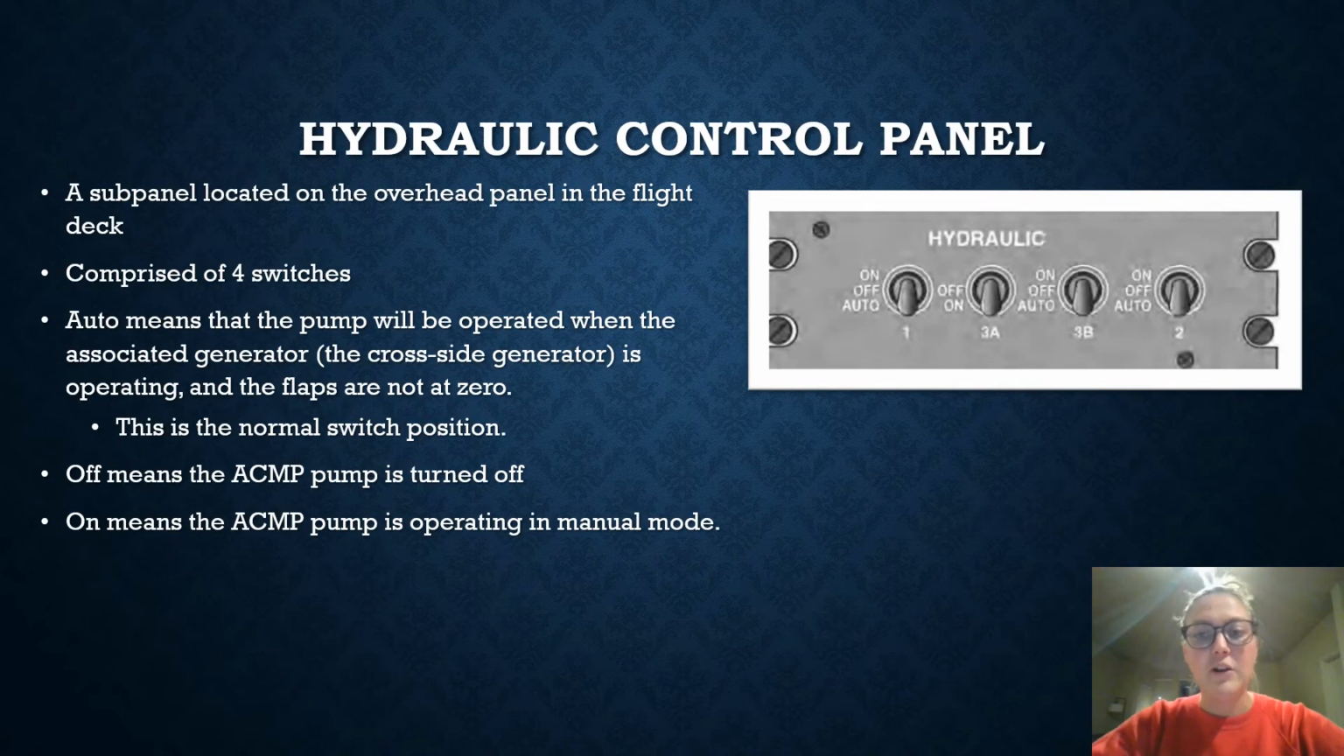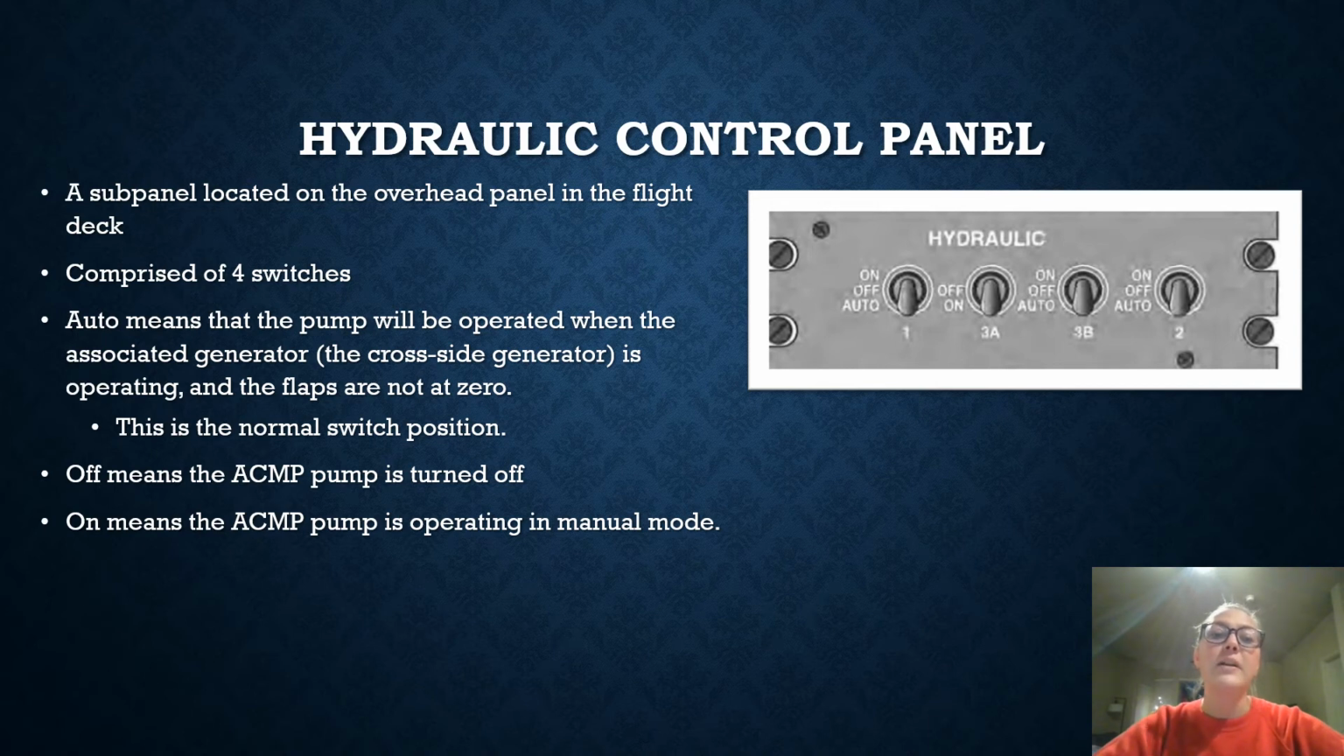The hydraulic control panel, which is displayed here on the right-hand side, you can see there are 4 switches. That is your hydraulics 1B, 2B, and 3B. Those are all 3-position switches, which is your on, off, and auto. And then our 3A pump is a 2-position switch, which just goes on and off. So this is located on the sub-panel on the overhead panel inside of the flight deck. Once again, 4 switches.